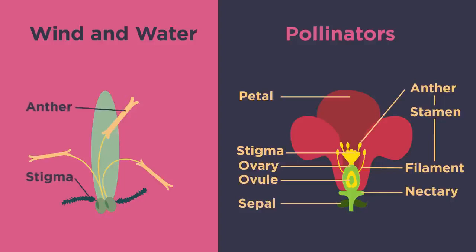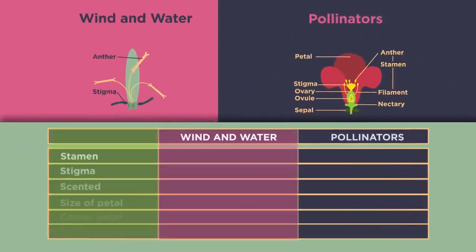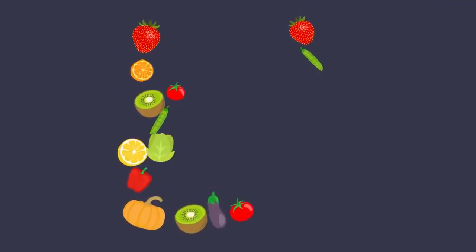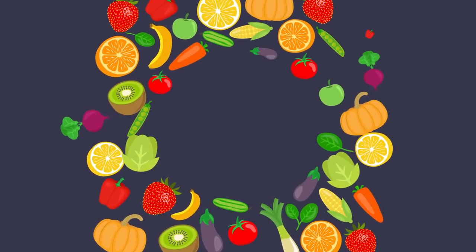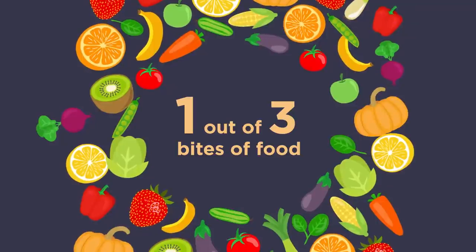Flowers pollinated by pollinators are structurally different from those pollinated by wind or water. Look at the differences in size, scent, and color of the petals, and the positioning of the stamen and style. Here are some key differences. Why do you think they are different? Did you know that pollinators are very important to our food supply? They pollinate plants that are responsible for bringing us 1 out of every 3 bites of food.